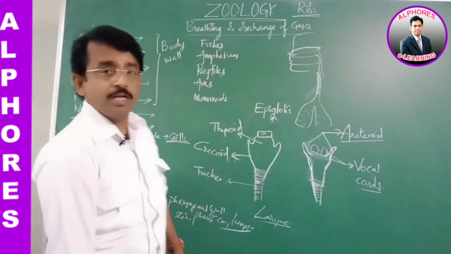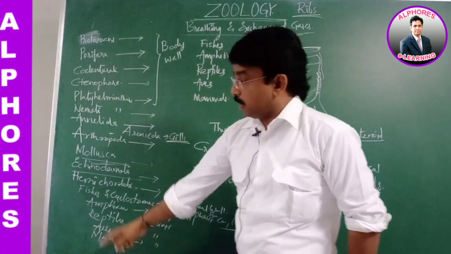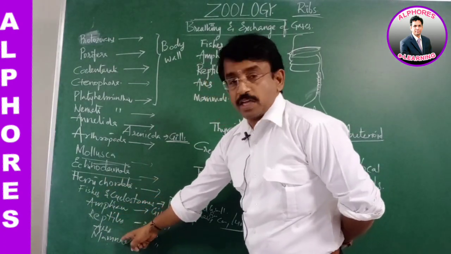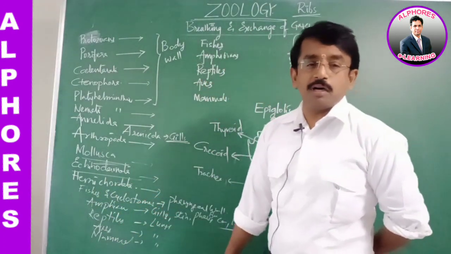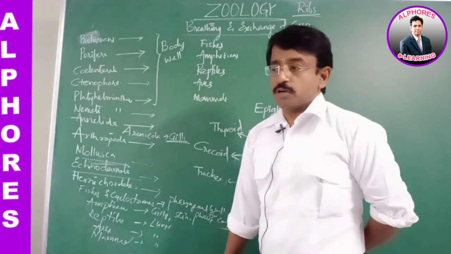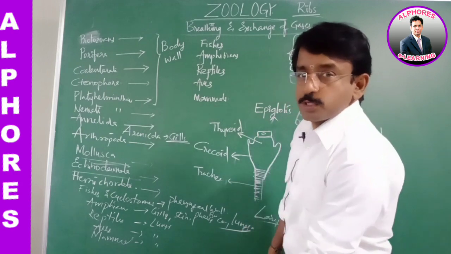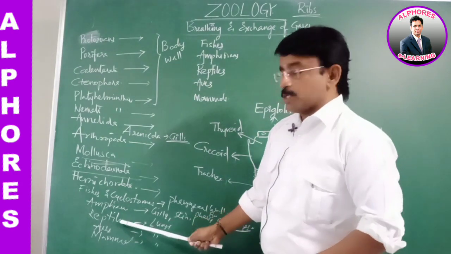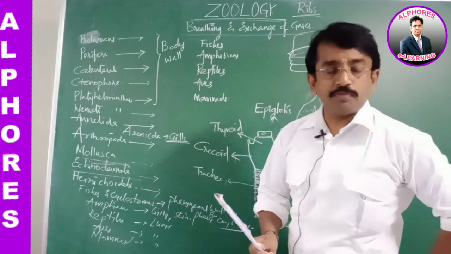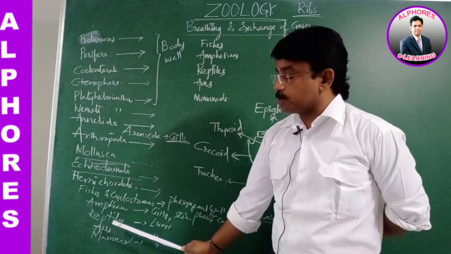Pulmonary respiration. Since the reptiles, aves, and the mammals are considered to be the terrestrial members, the pulmonary respiration is the process. Reptiles are the first successful terrestrial members. Next, aves and the mammals.